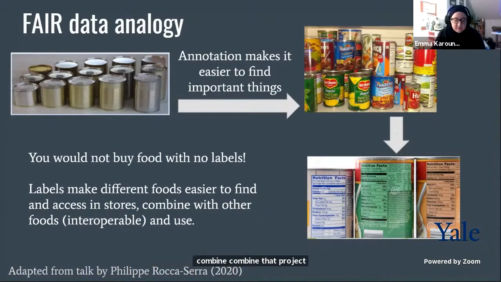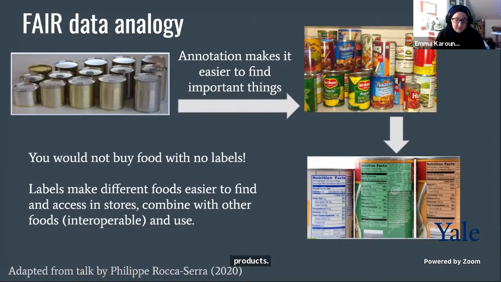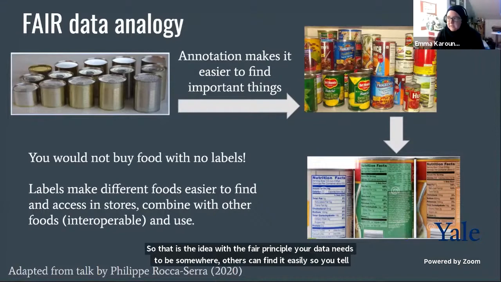Your data needs to be somewhere others can find it easily, so you tell people where it is or how they can get hold of it. It needs to be accessible, so not behind a paywall, so ideally putting your data into an open repository. It needs to be easily combined with other data sets, so there must be some agreed standards within your field. And it needs to be in a format that can be reused, so it includes the raw data and some well-described metadata.